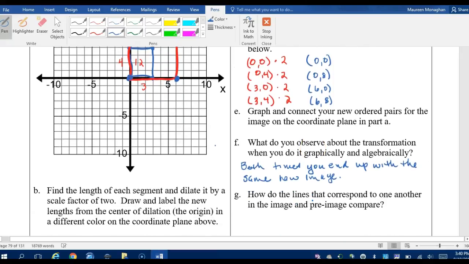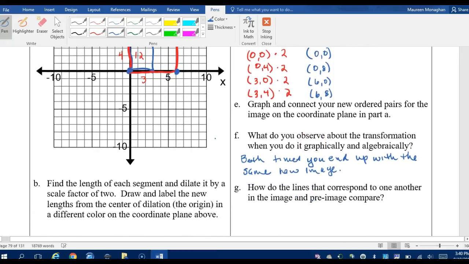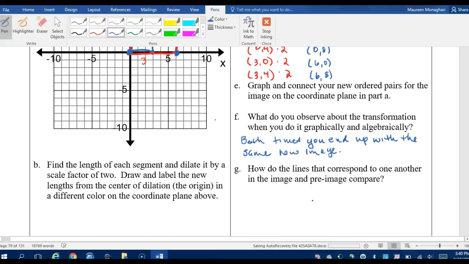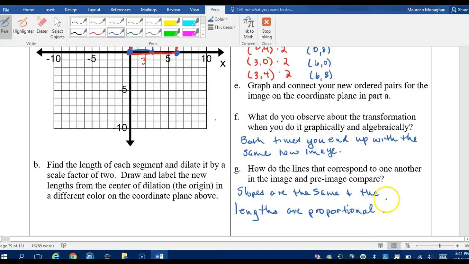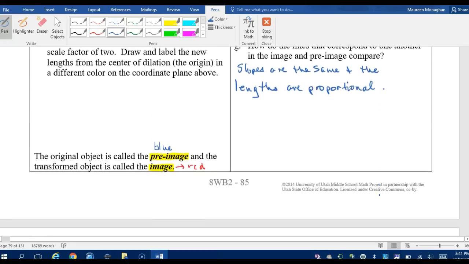How do the lines that correspond to one another in the image and pre-image compare? Well, the slopes are the same, and the lengths are proportional. Because what happens is they were doubled. Okay, let's take a look at this next one.